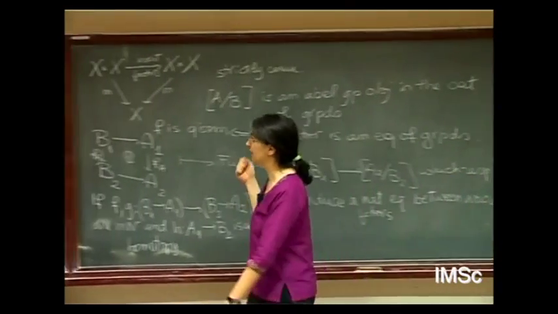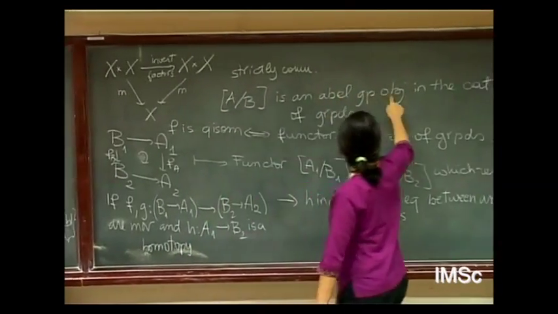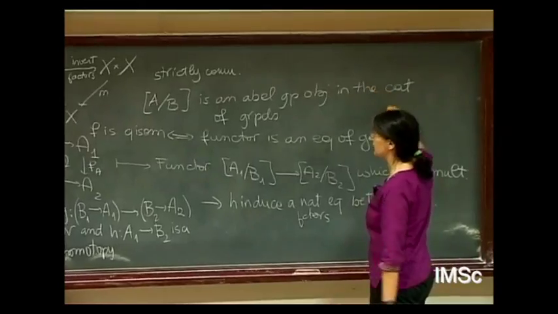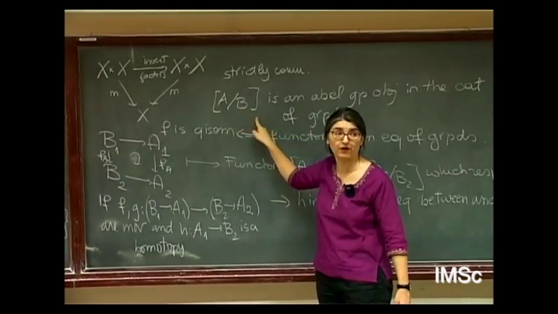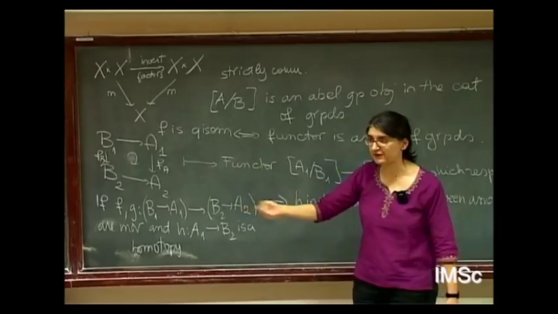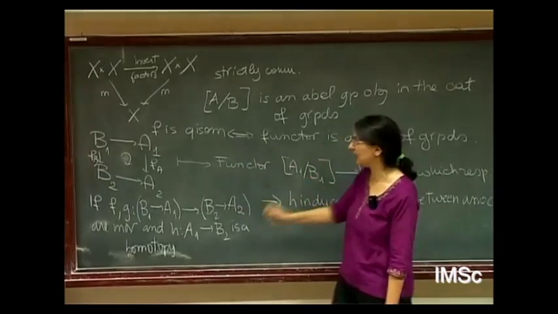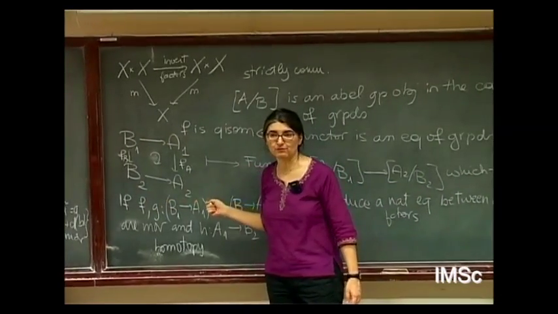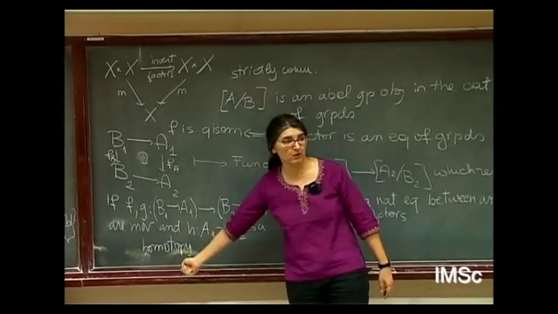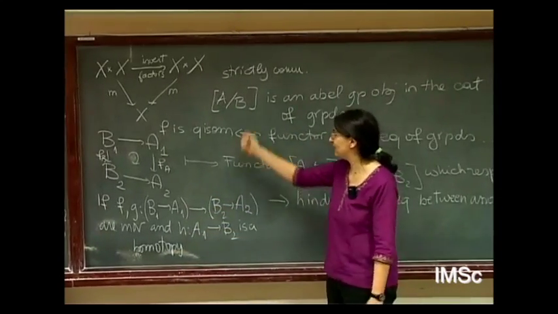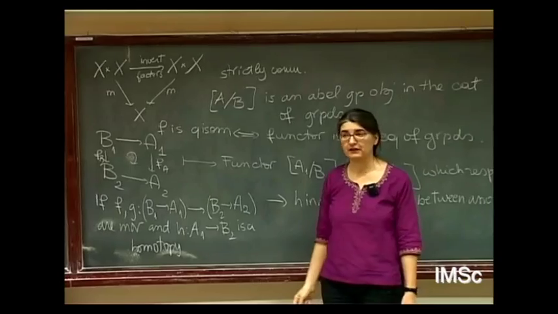So every abelian group object in the category of groupoids has this form. Every morphism which respects multiplication comes from such a commutative diagram, and every homotopy comes from a homotopy. And well, here I already said it's an if and only if.